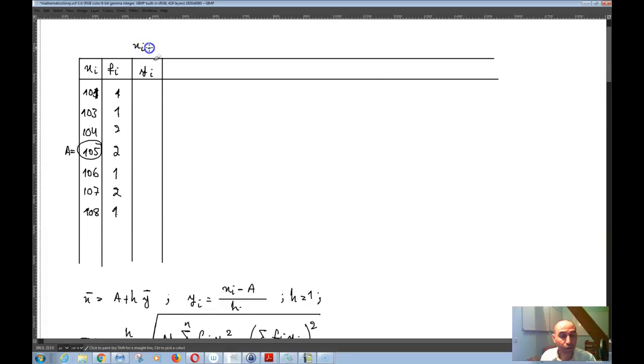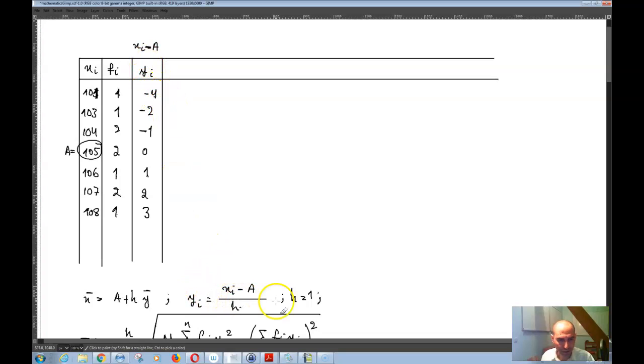Which is basically 101 minus 105, equal to negative 4. 103 minus 105 is equal to negative 2, negative 1 and 0, and then you have 1 and 2 and 3 here. And so that is my y of i.